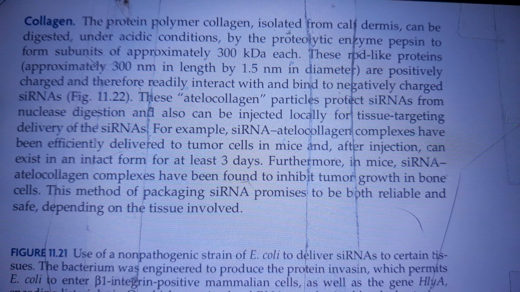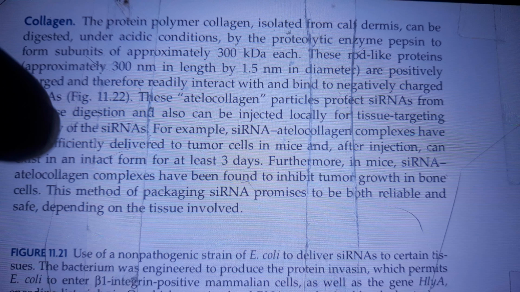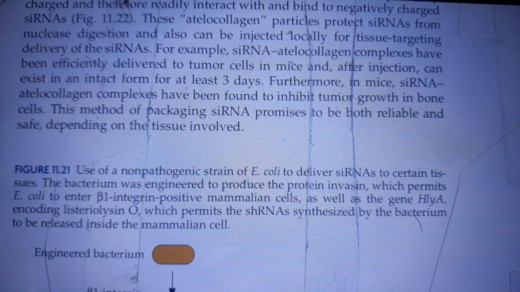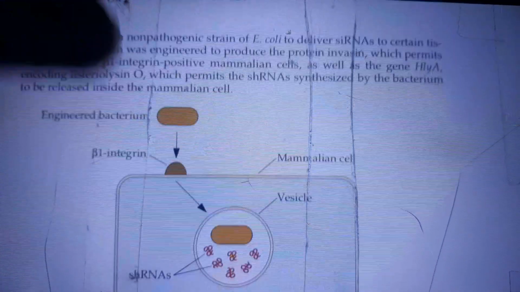These atelocollagen particles protect siRNAs from nuclease digestion and also can be injected locally for tissue targeting delivery of the siRNAs. For example, siRNA atelocollagen complexes have been efficiently delivered to tumor cells in mice and after injection can exist in an intact form for at least 3 days. Furthermore, in mice, siRNA atelocollagen complexes have been found to inhibit tumor growth in bone cells. This method of packaging siRNA promises to be both reliable and safe depending on the tissue involved.